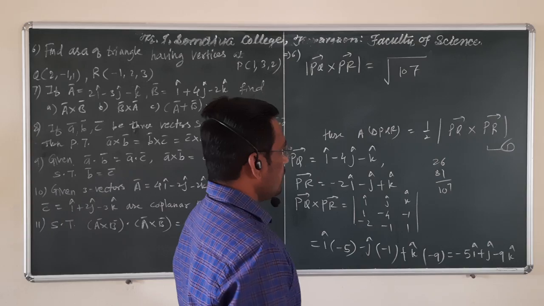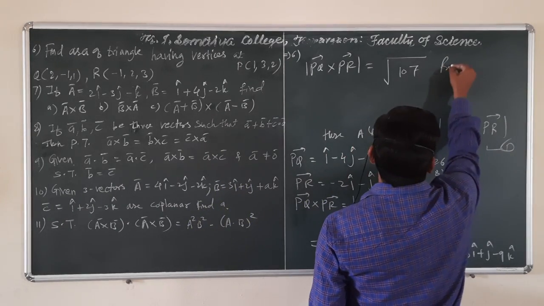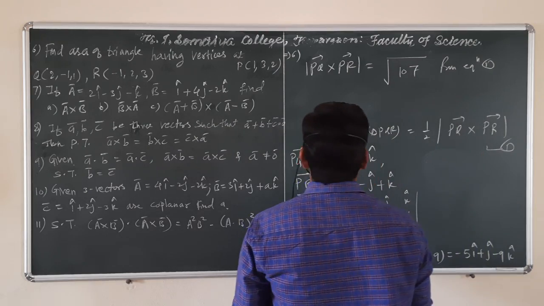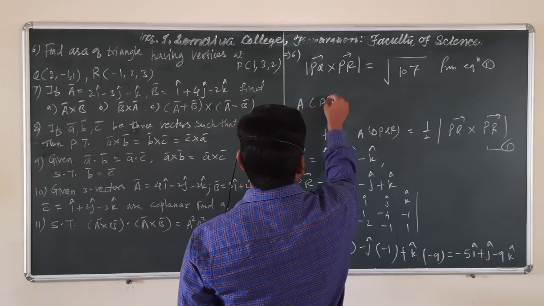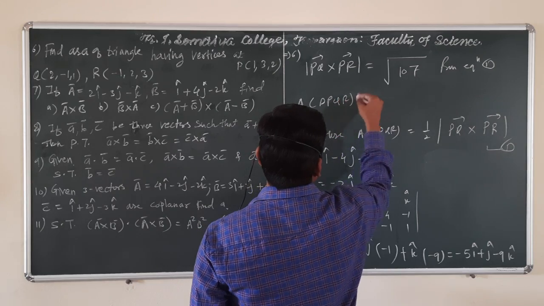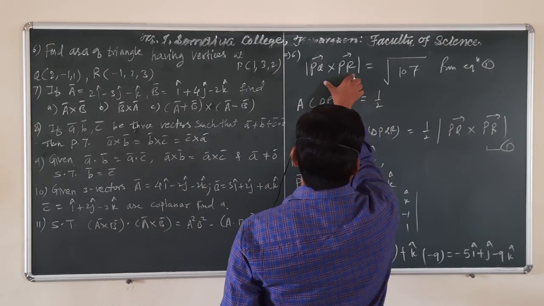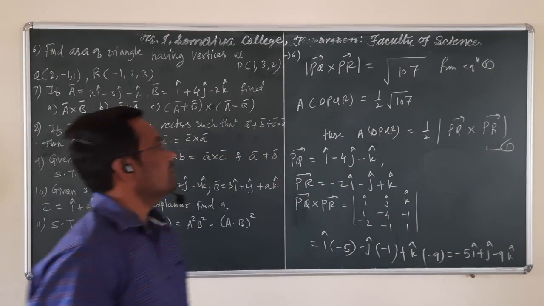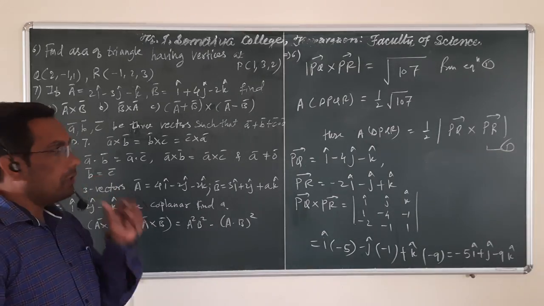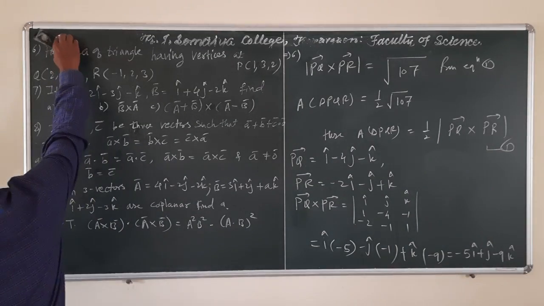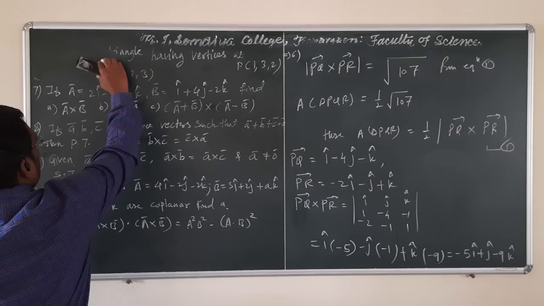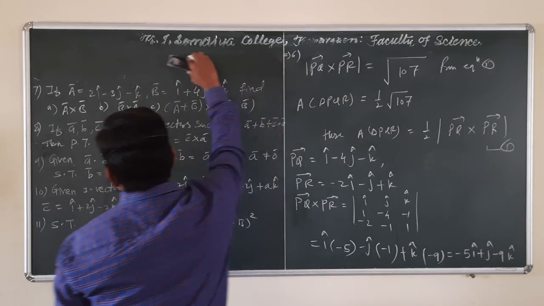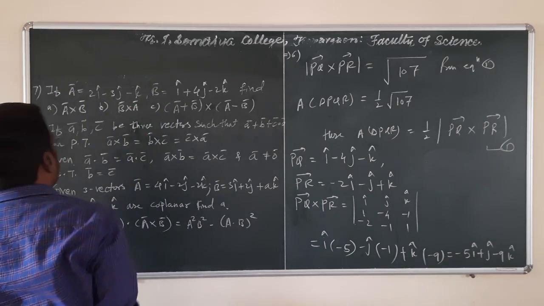Now from equation 1 we can find the area of triangle PQR is equal to 1/2 times the magnitude of this, which is the square root of 107. Okay, so with this we finish problem number 6. If you get a problem with different values, the procedure will be the same. Problem number 7 is this.